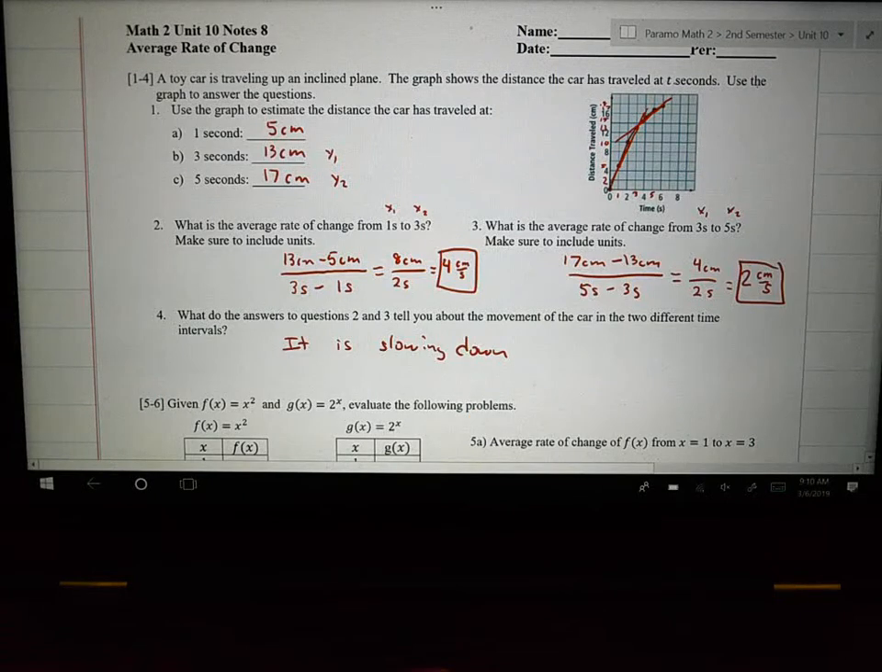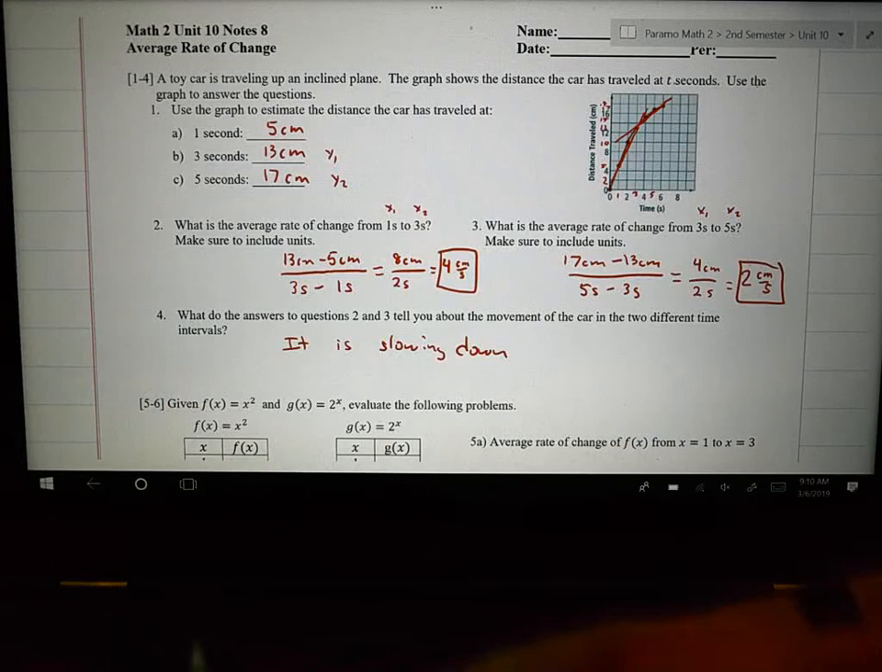If you want to be real specific, you would say its speed reduced by 2 centimeters per second. But I don't think that's what it's asking. It's just what can you tell about the movement of the car? The car is definitely slowing down.